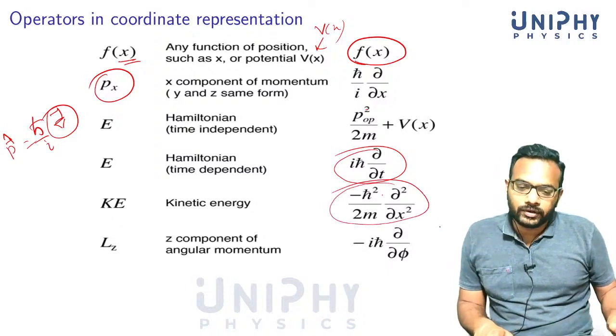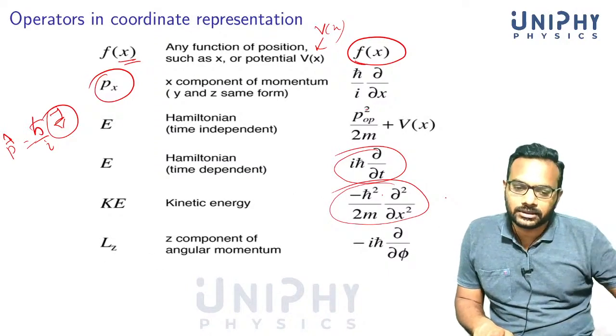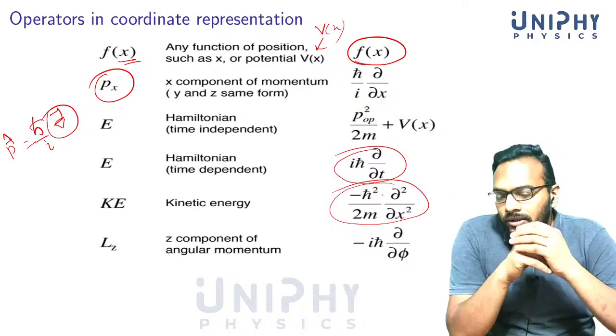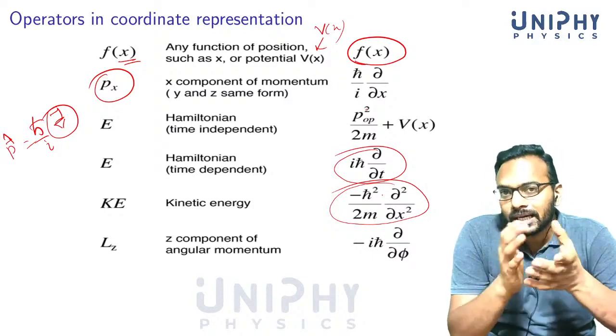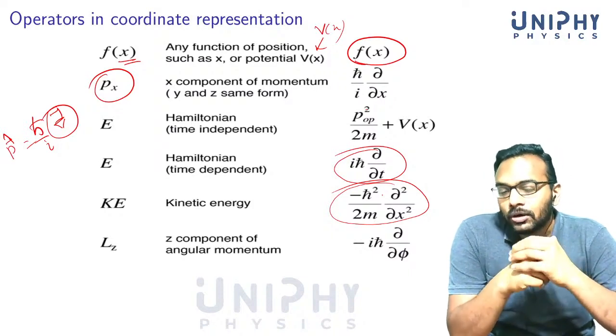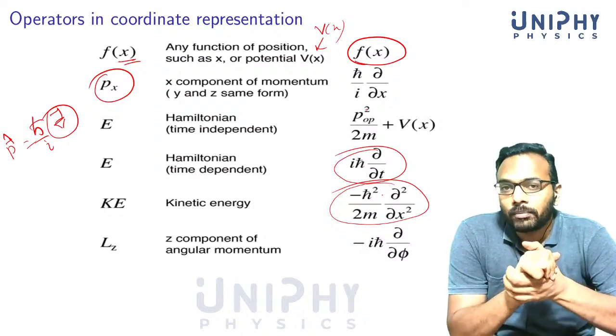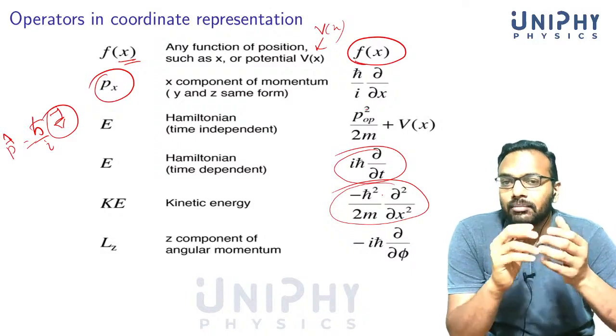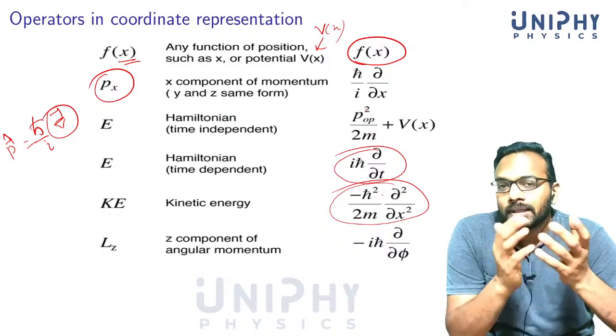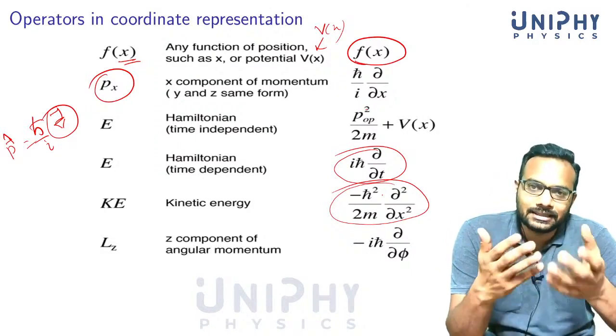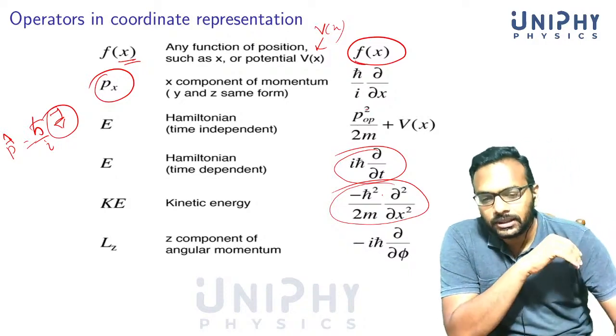and z component of angular momentum. These are just some examples of differential operators. So in Schrodinger picture, or in wave mechanics, the operators are differential operators and the states are represented by complex functions. In matrix mechanics, operators are represented by matrices and states are represented by column matrices.